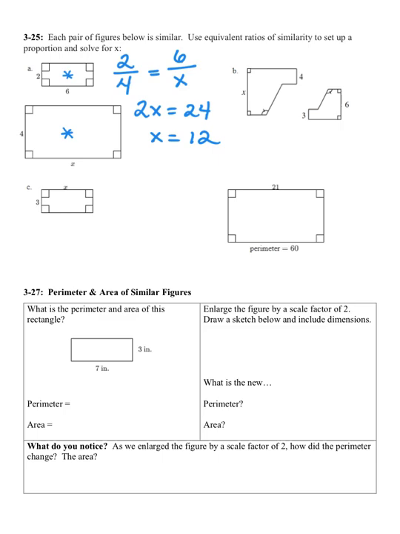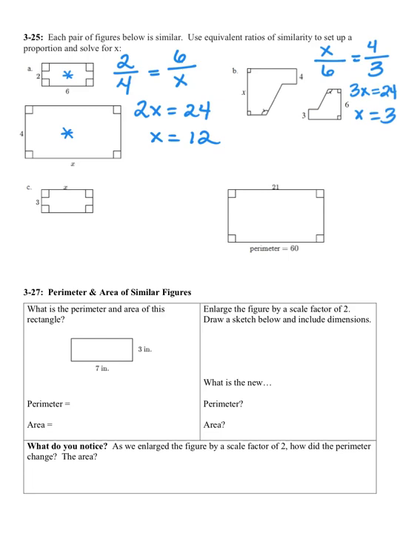Take a look at the next one. If I compare x in the larger figure to the side length that's 6 in the smaller figure, those are corresponding sides. And then if I compare 4 to 3, another set of corresponding sides. And each of these ratios takes a side in the larger figure and compares it to its corresponding side in the smaller figure. Cross multiplying gives me 3x equals 24, and dividing by 3 tells me that x is equal to 3.